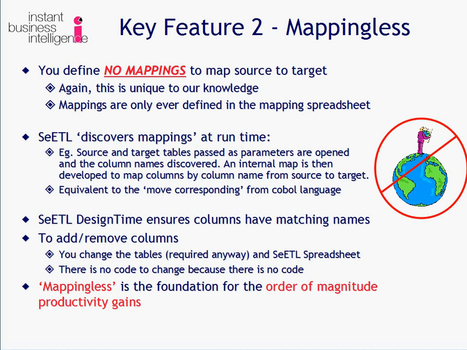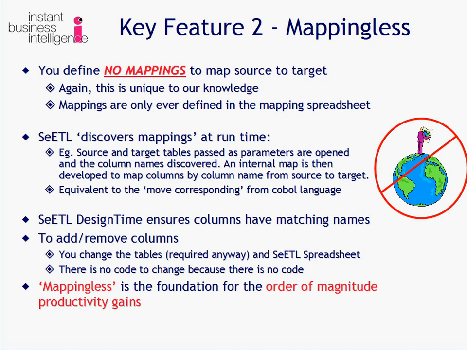This is equivalent to the MOVE CORRESPONDING of the COBOL language, except in COBOL, MOVE CORRESPONDING is done at compile time, and our map is generated at runtime. SeETL design time then ensures that columns that have matching names are moved, and so you can't make a mistake that way. To add or remove columns, it simply requires, before the spreadsheet, the add or removal of a field in a view, and after the spreadsheet you add a line to the mapping spreadsheet, and that will generate the appropriate create view statements, and that's it, you're done. You don't need to change anything else.